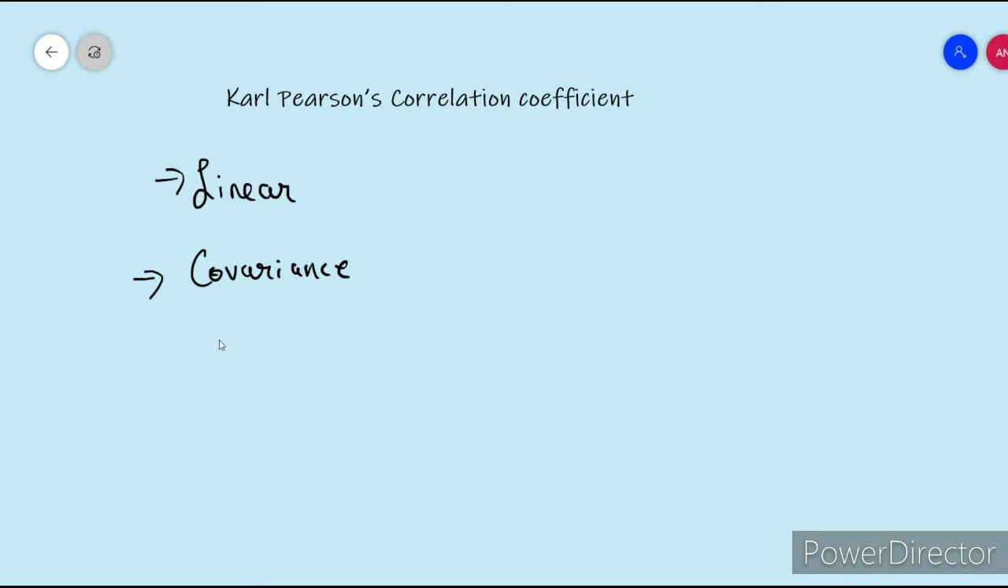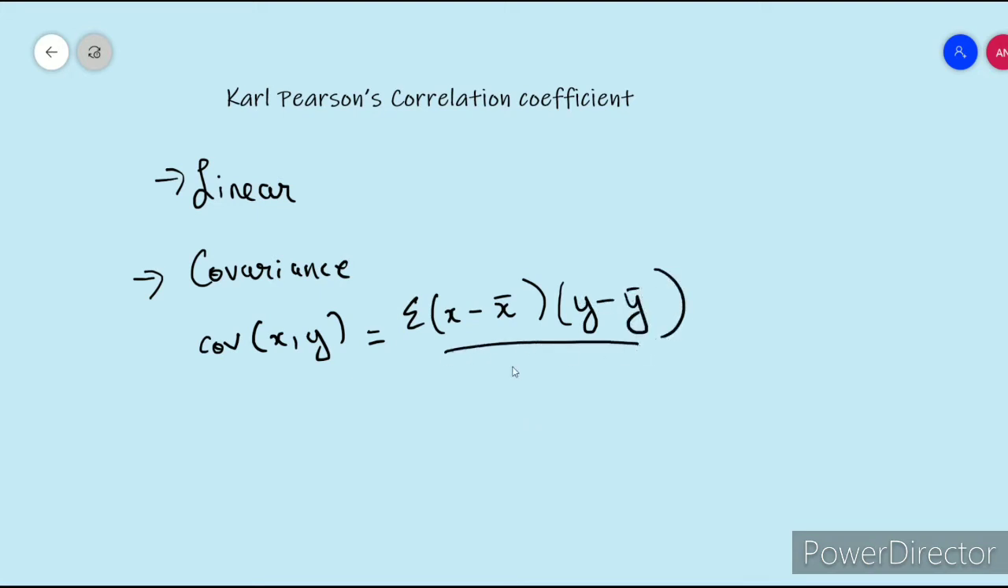So let us take a look at the formula for the covariance between two variables. The covariance between x and y is equal to the sum of the deviations of x values from their mean, into the deviations of y values from their mean, divided by the number of pairs of observations. And this can also be written as follows.